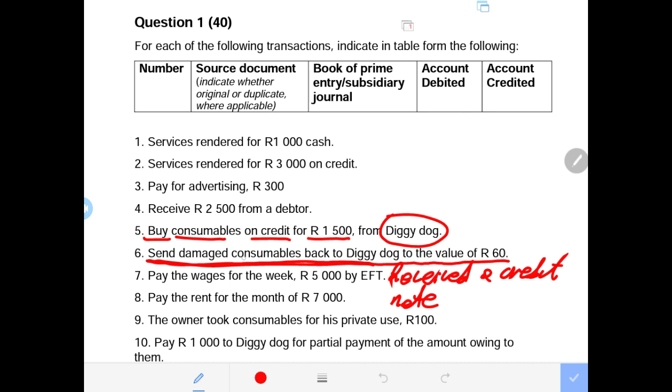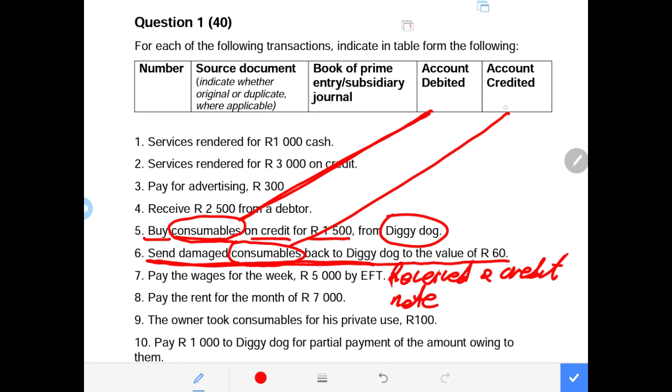So now we are returning the consumables we bought before under transaction number 1. When we buy, consumables increase on the debit side. If we return, we expect them to decrease because we are reducing them from the business or from the storage. We are giving them back to the supplier. Previously, we increased our consumables, then we recorded our creditors control. Therefore, now this will be the opposite of what we did.